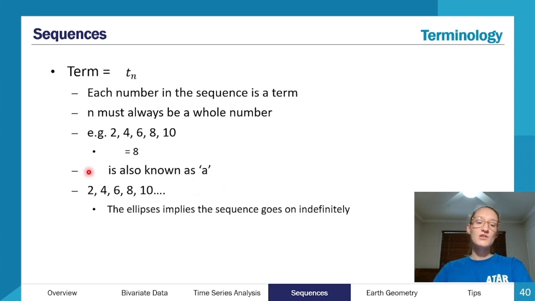What I wanted to say there is that T1 is also known as A. So that's our starting point. So we can define that. Or sometimes it might be T0, but that's a little bit more depth than we'll be going into today. So A is another way that we talk about our starting point. And our last little thing I'll draw your attention to is if we have an ellipsis, like a ..., that's just implying that the sequence goes on indefinitely.